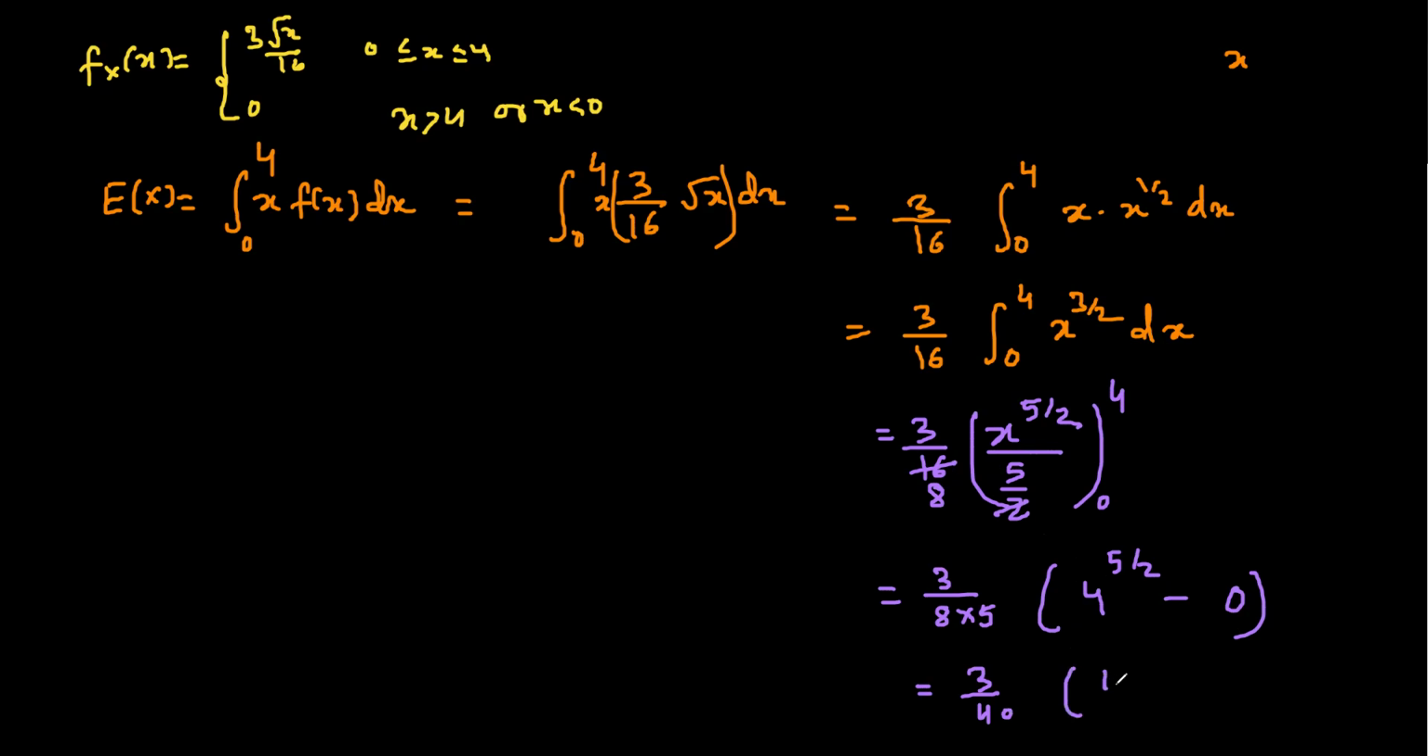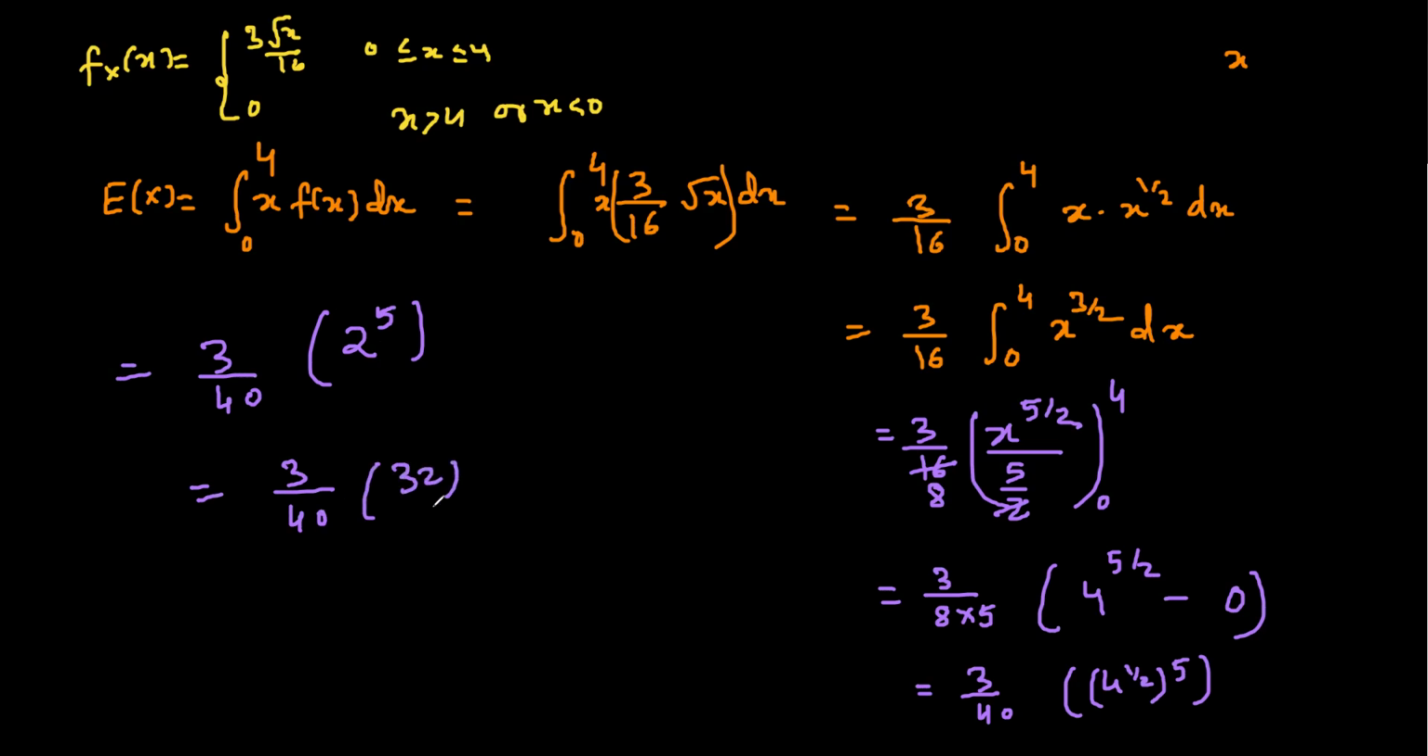This is what? 4 raised to half raised to 5. Can you write it in this way? So 4 raised to half is the square root, 2. And 2 raised to 5 is 32. So 12 over 5, 2.4. So 2.4 is the answer. Understood?